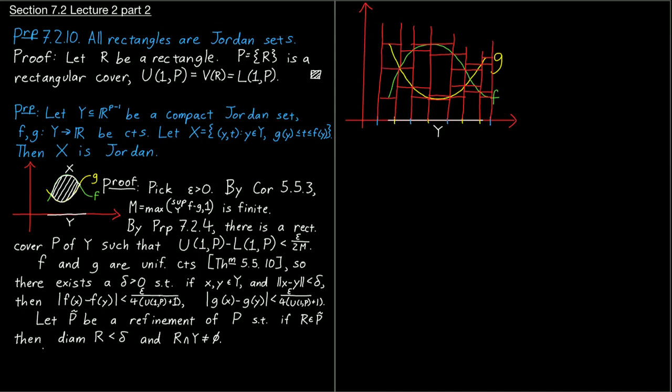Now, we're going to need some notation. Let's let P1 be the set of all the rectangles in our refinement P-twiddle, such that the supremum over our rectangle, well, I have to intersect it with Y, of G is less than or equal to the infimum of F. And we'll let P2 be everything else. That's all the rectangles such that the supremum of G is bigger than the infimum of F.